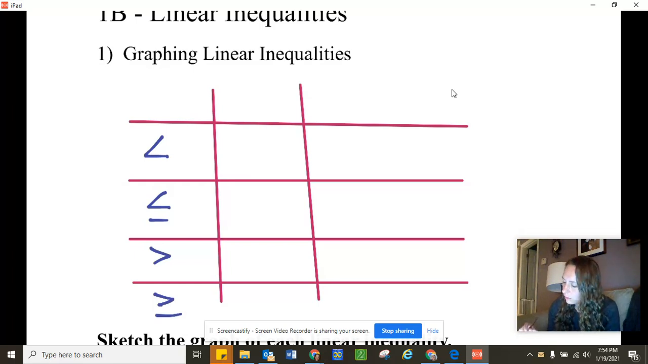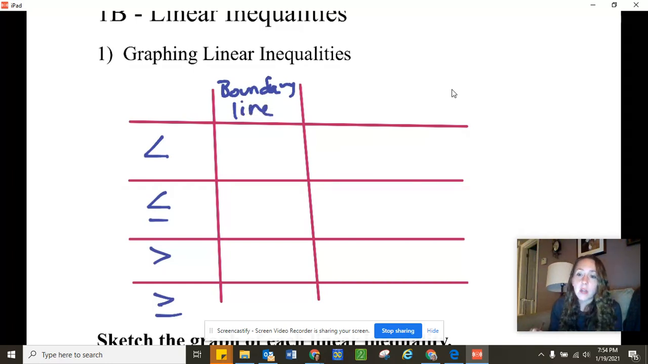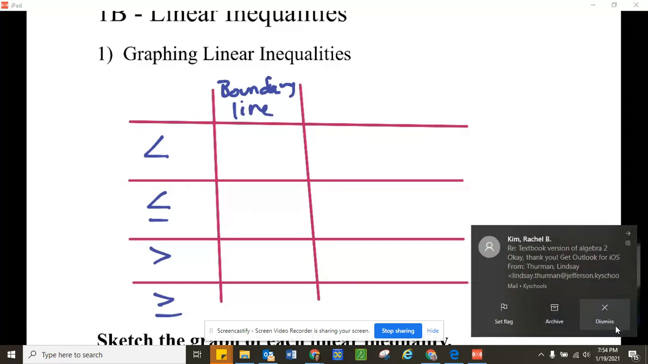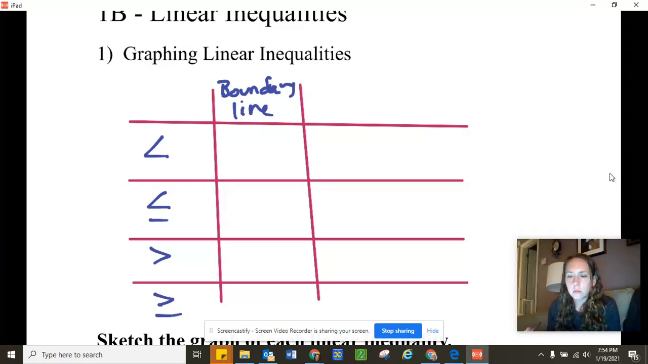So there is something called a boundary line, which is the actual line and the points that we plot. Now, if your symbol does not have a line under it, it's not or equal to, it is going to be a dotted line. So it's going to look like this. If it does have a line under it, so it's or equal to, it means that the boundary line is included in your solution set. So it is going to be solid, like that.